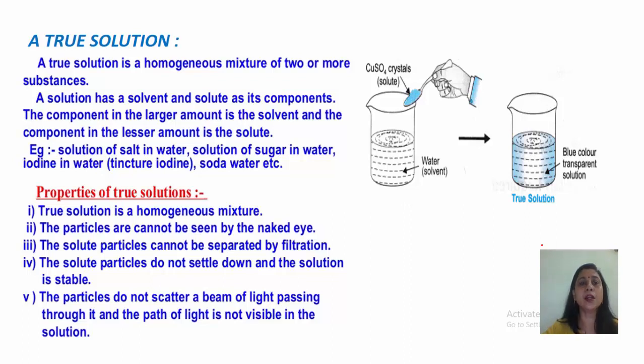The component in the larger amount is the solvent and the component in the lesser amount is the solute. Means you have to remember these two things: what is a solvent and what is a solute. Examples of solutions are solution of salt in water. Here salt is the solute, water is the solvent. Solution of sugar in water. Here sugar is the solute, water is the solvent.